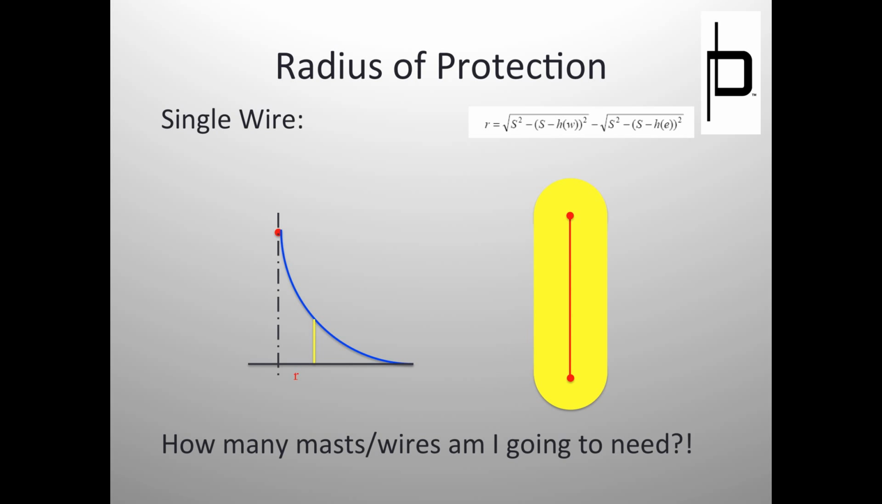Now, a lot of people ask me, well, you're going to need masts and wires all over the place because the amount of protection you're getting doesn't look like very much. Well, that's where the combination of protections becomes so important.